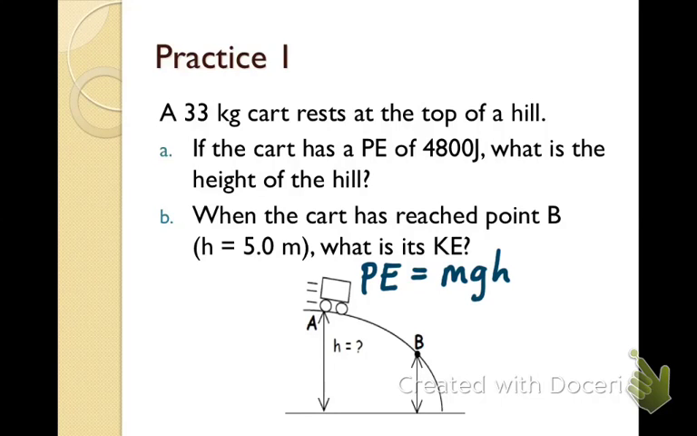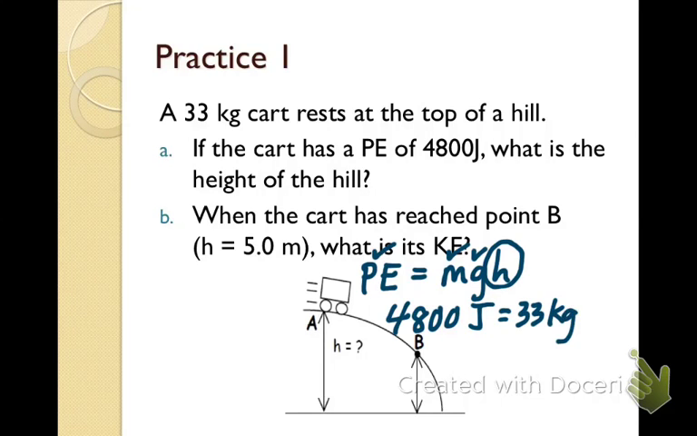And so if we read carefully, we already know the potential energy, we know the mass, we know gravity, so height is the only unknown variable. Okay, so go ahead and plug in your numbers. 4,800 joules equals the mass of my cart, it's already in kilograms, times 9.8 times h.